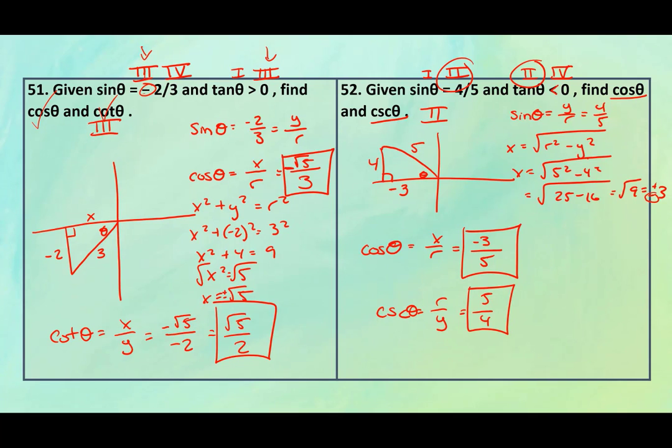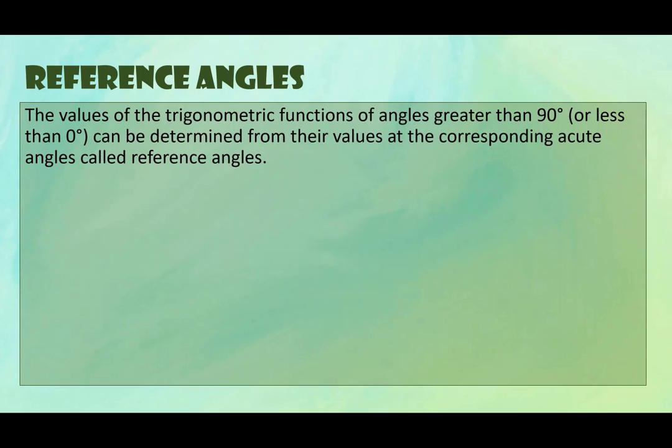Okay, now, last thing we need to talk about today is reference angles. The values of trigonometric functions of angles greater than 90 degrees or less than 0 degrees can be determined from their values at the corresponding acute angles called reference angles. Now, we dealt with reference angles when we were building our unit circle. And I briefly mentioned that we're using reference angles in order to find all of our other angles on the unit circle once we had the first quadrant.